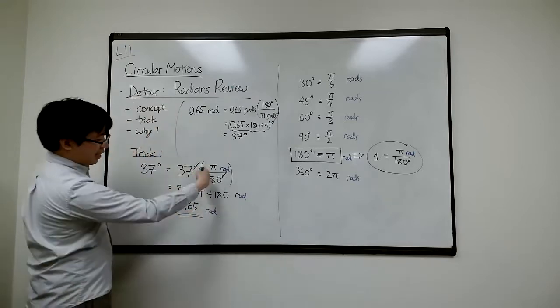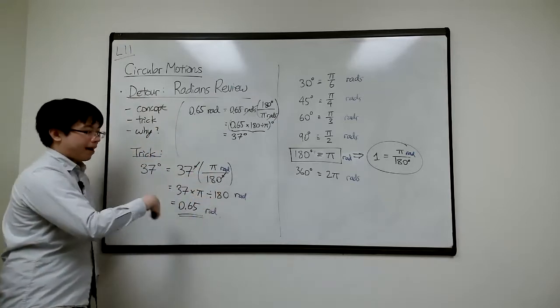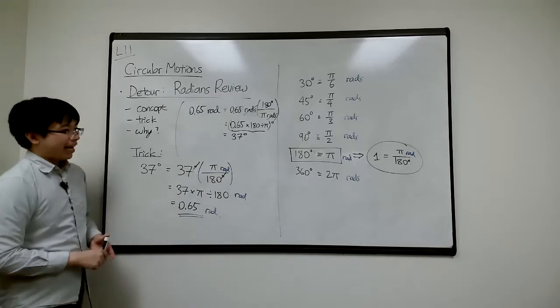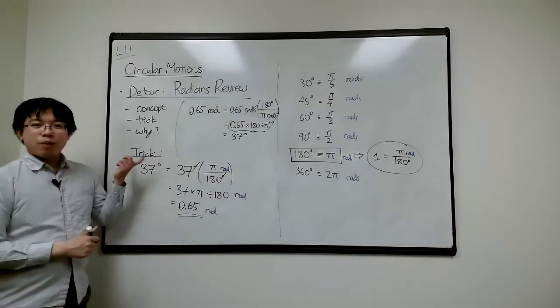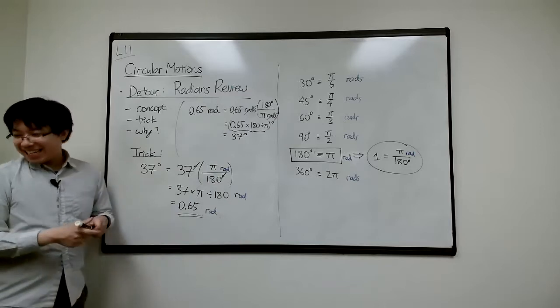That's exactly what textbooks will tell you to do: multiply by pi, divide by 180. Okay, finally, let's talk about why we use radians at all.